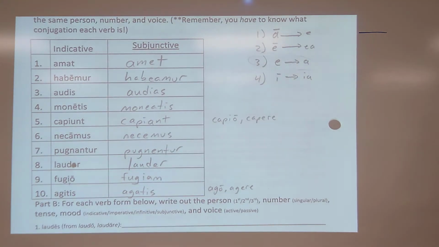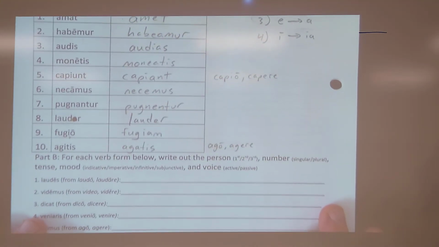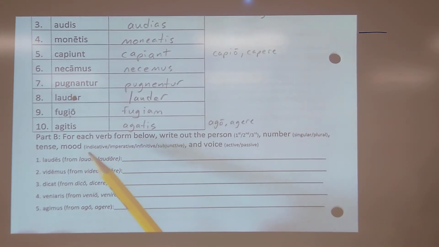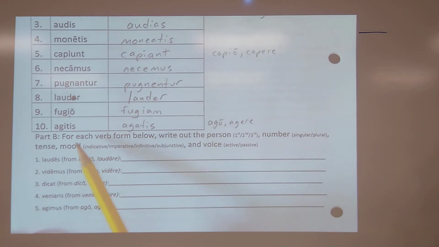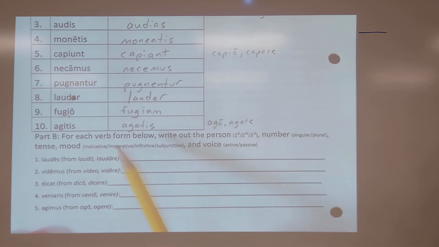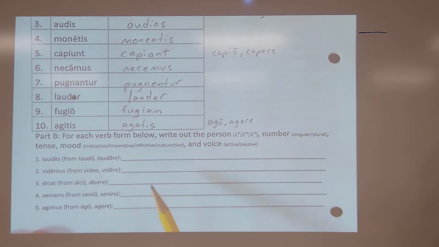Okay, and really quickly here, we can just look at part B really fast. We did an exercise like this the other day with regular indicative verbs. Some of these are indicative, some of them are subjunctive.